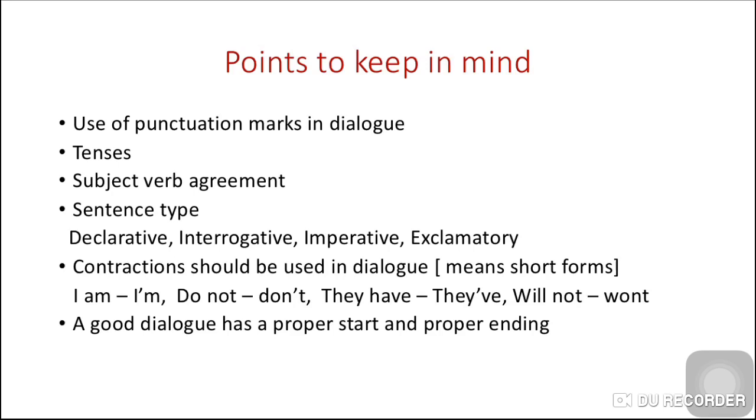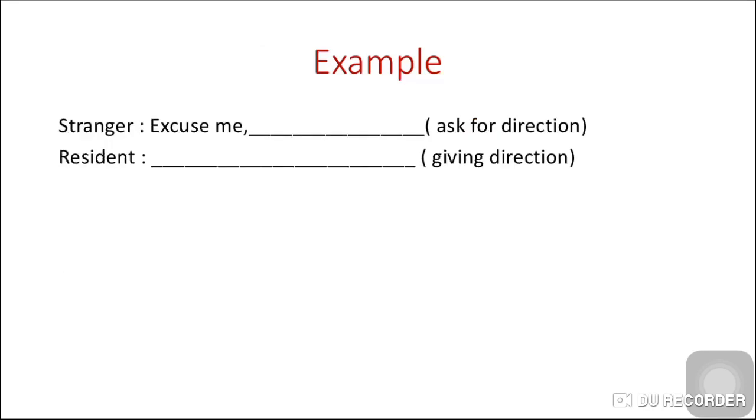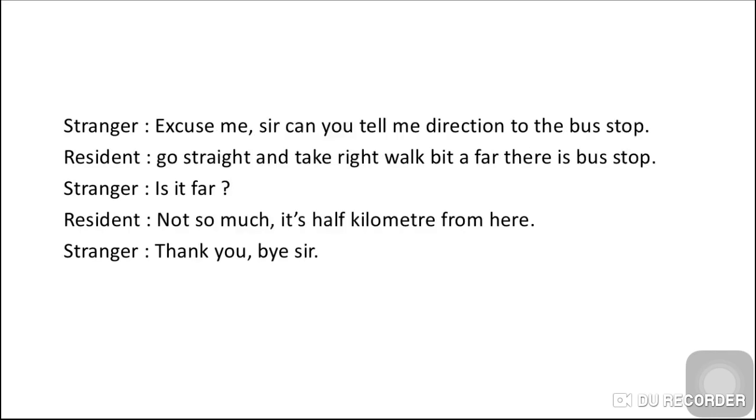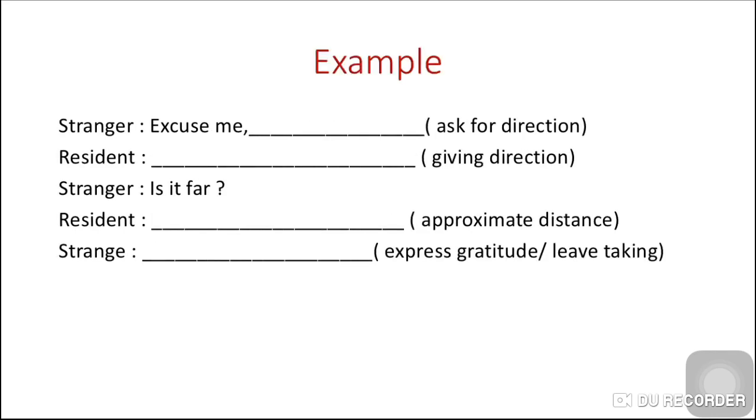Examining all these points, let's solve one example. There is a conversation between two persons, a stranger and a resident. At the end of the fill in the blanks, there are guidelines. By reading those guidelines, we should fill the gaps. The stranger is asking for a direction. It's a conversation between a resident, one who stays at that place, and a stranger who is asking for directions.